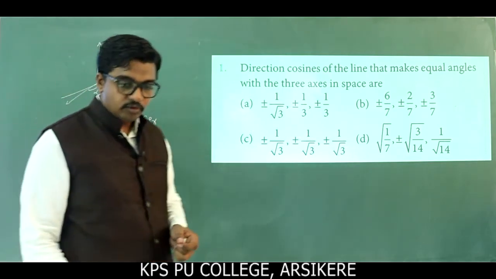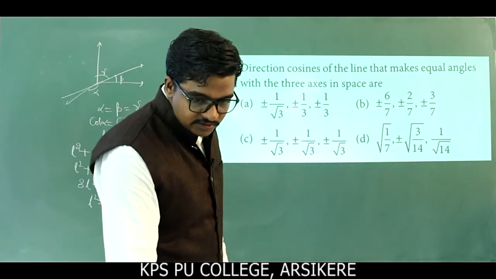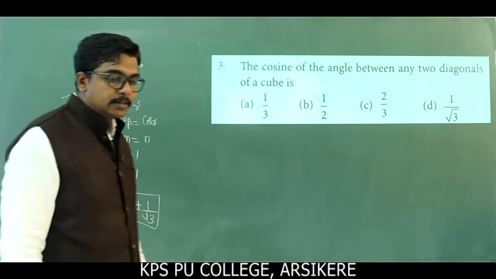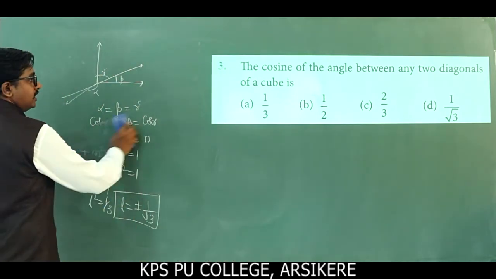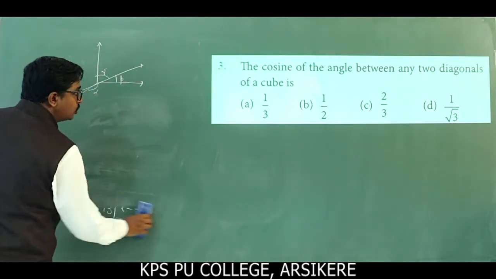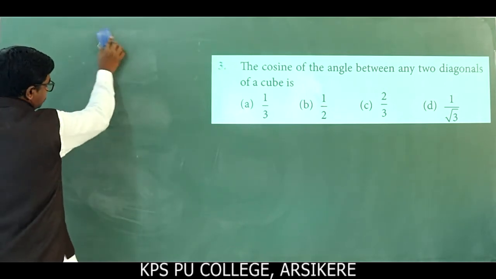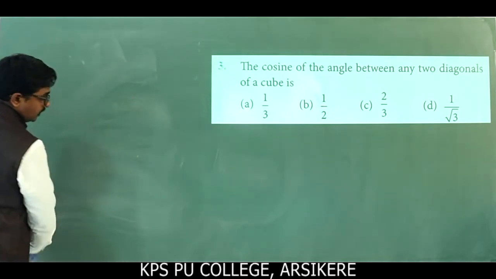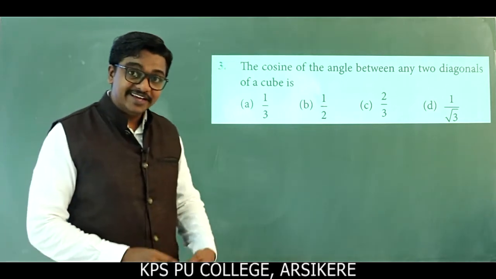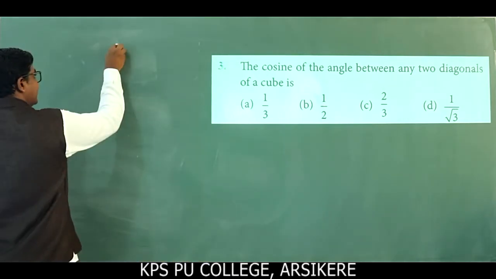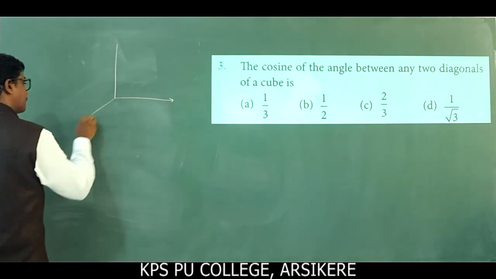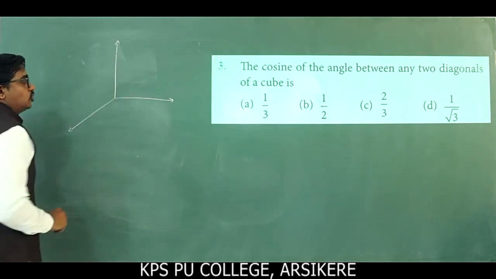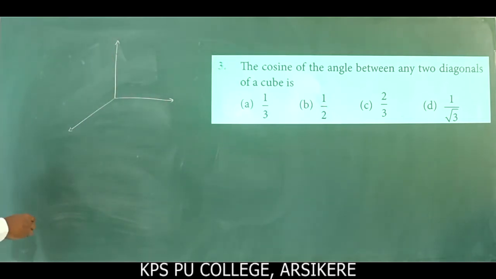Next, dear children, we are moving to the next question. Second question. The cosine of the angle between any two diagonals of a cube is. Any two diagonals of a cube is. Cube means all the edges are equal.